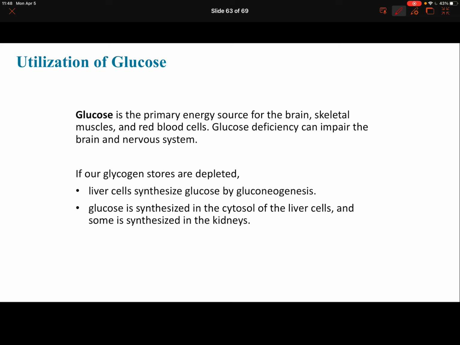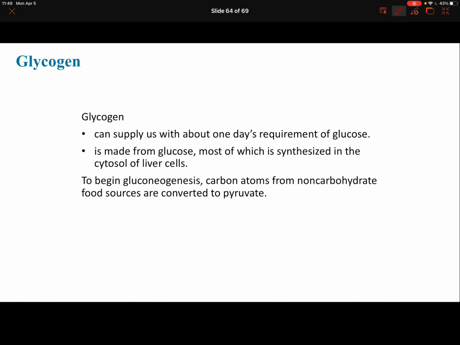So when our glycogen stores get depleted, which happens typically after about a day, the liver cells can make more glucose via gluconeogenesis. Glucose is synthesized in the cytosol of the liver cells and some in the kidneys. Glycogen can supply us with only about a day's requirement of glucose. So if you fast for a whole day, you've consumed all of your glycogen. And we know that that's made of glucose, most of which is synthesized in the cytosol of the liver cells.